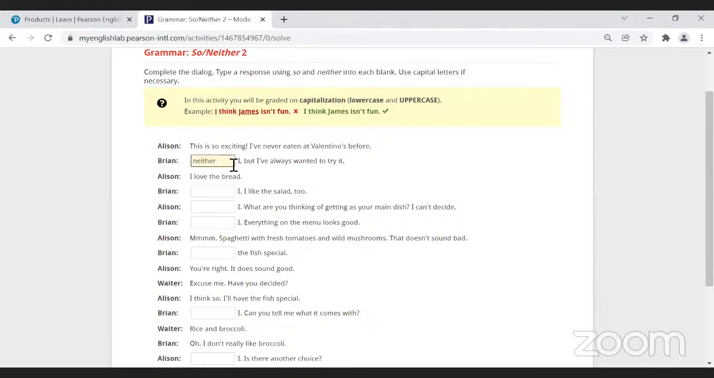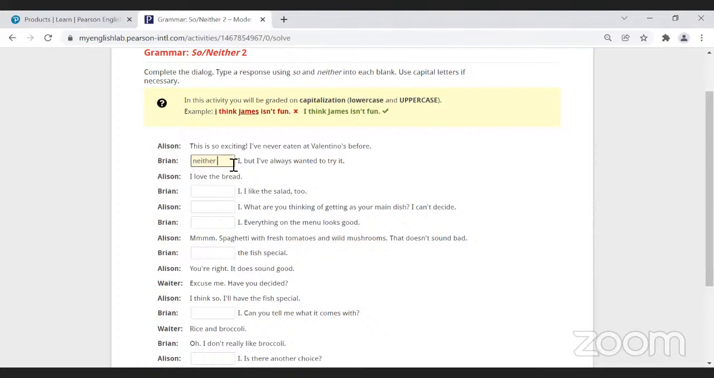I've never eaten at Valentino's before. And here he's saying that he neither try it. Yeah, but what is the auxiliary that you are using in that sentence? I've never eaten at Valentino's before. So did I. No, it is okay, neither, because we're using a negative because of never.